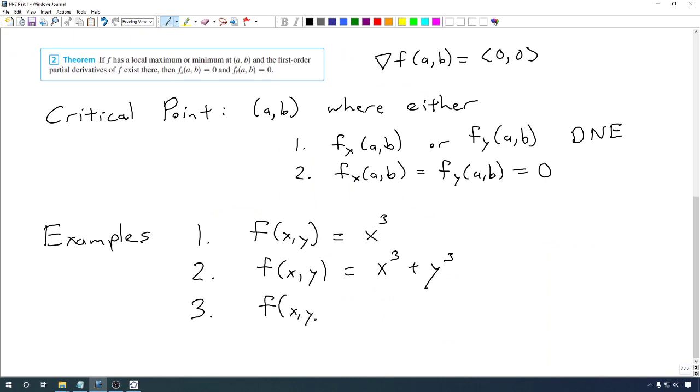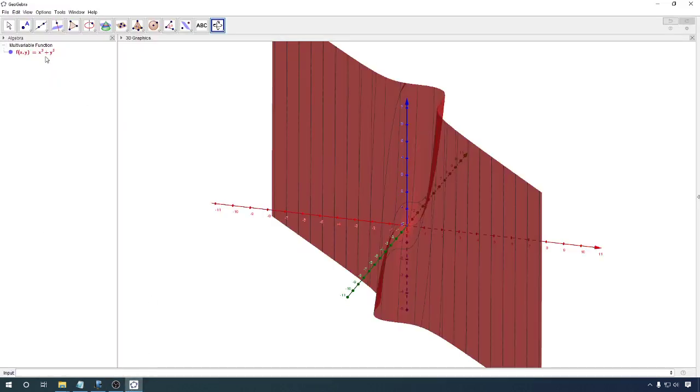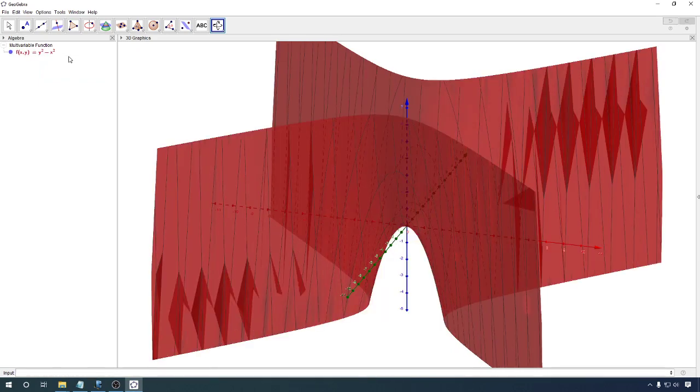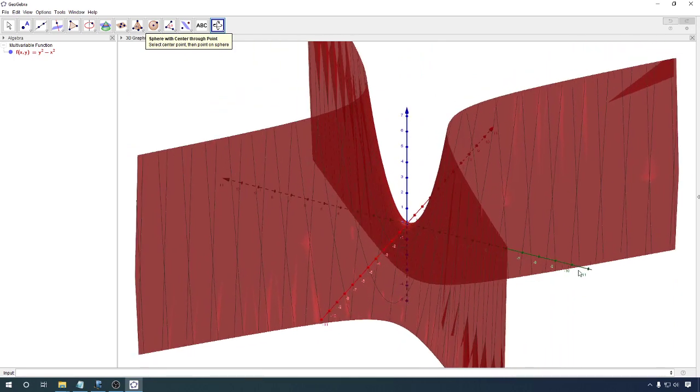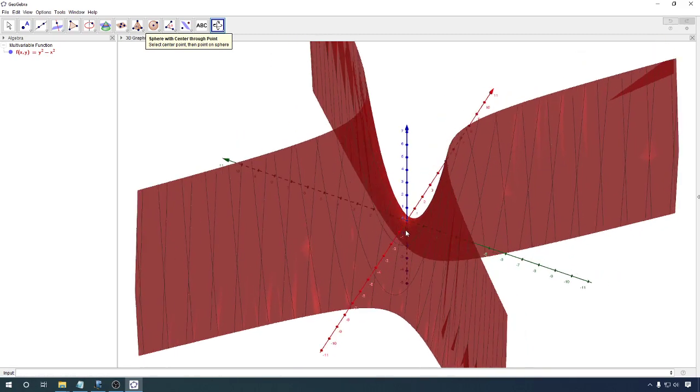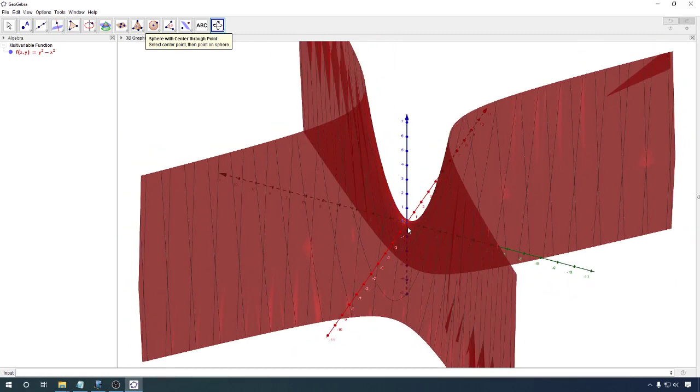And as a third example, let's look at y squared minus x squared. So that's a little bit different from the other two. If we go ahead and change this, now we get a surface that looks like this. And if you remember, this is what we called a hyperbolic paraboloid. But at the origin, we do have a critical point.